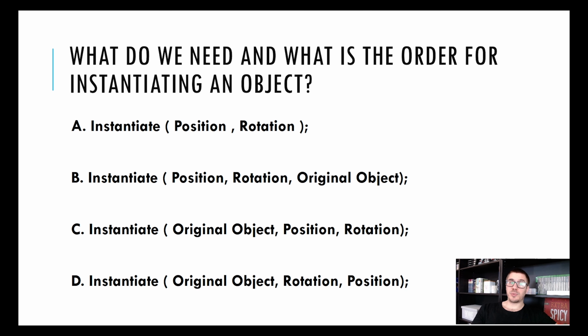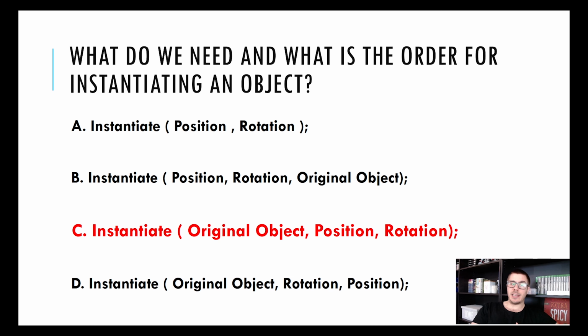Okay guys, so in the last two videos we haven't had this section, so now I will have 4 questions for you. So what do we need and what is the order for instantiating an object? Position, rotation, original object; position, rotation, original object; original object, rotation, position. Check them out and try to answer correctly. And if you have chosen C, original object, position, rotation, then you are correct. That is the correct order.